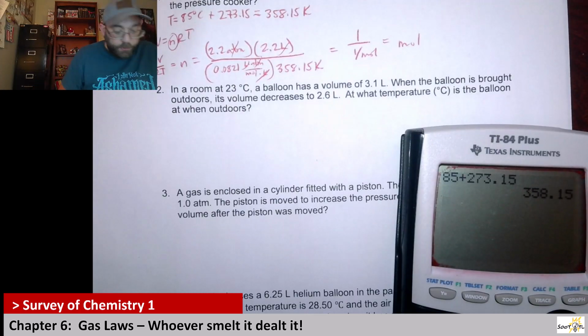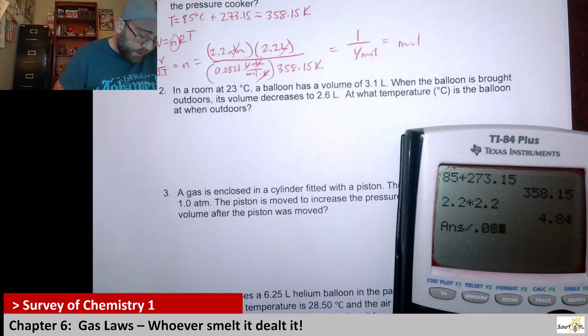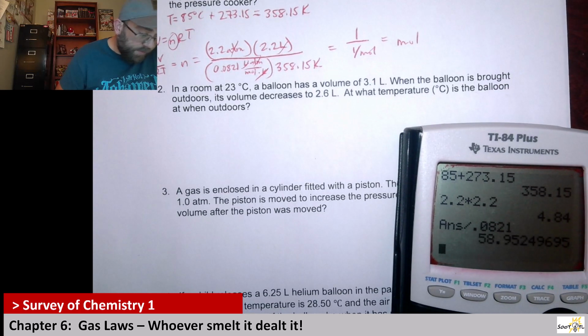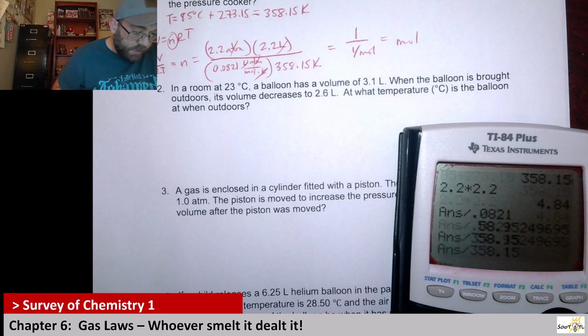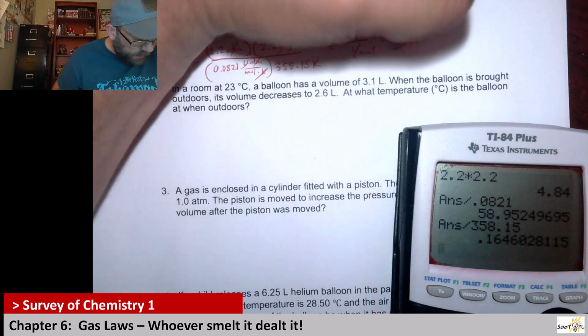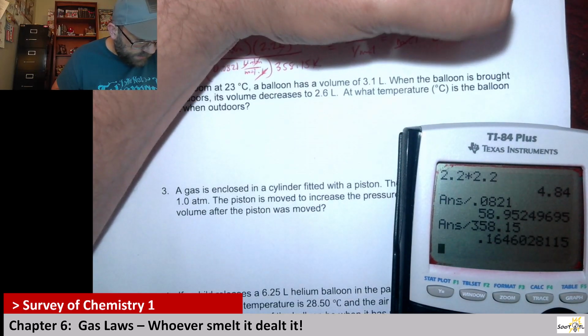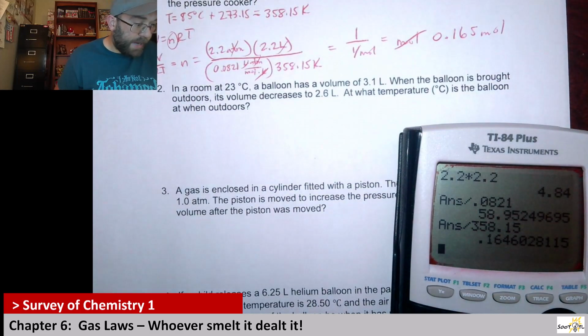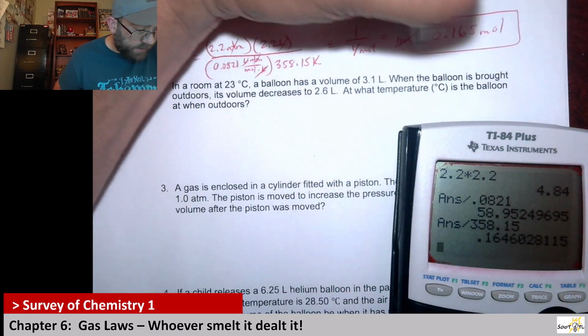So let's do this math. 2.2 times 2.2, enter, divide it by 0.0821, and then divide that by 358.15, and what do we get? We get 0.165 moles of our gas. So that would be our answer.